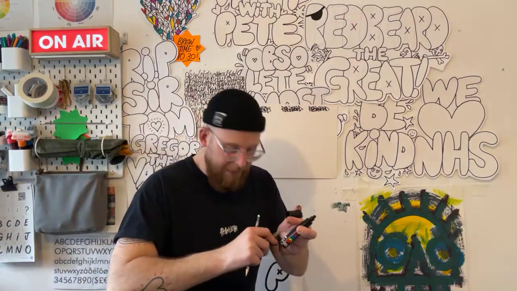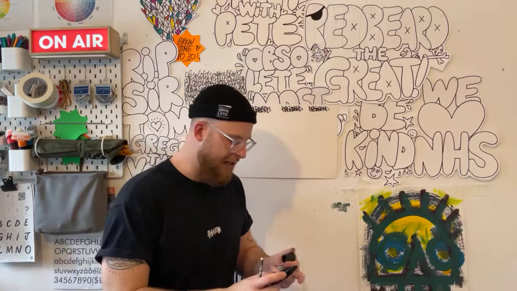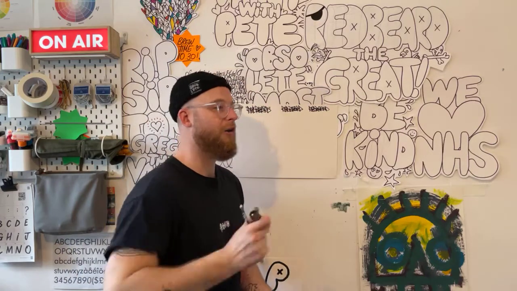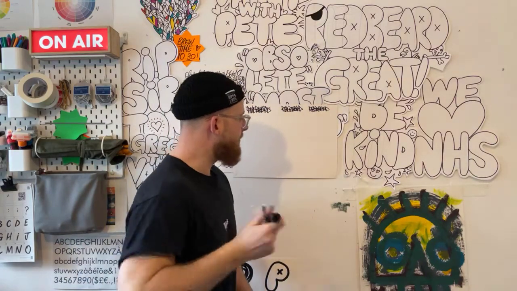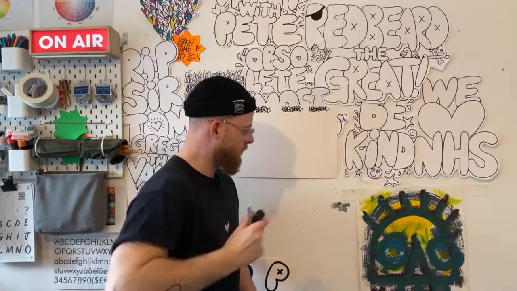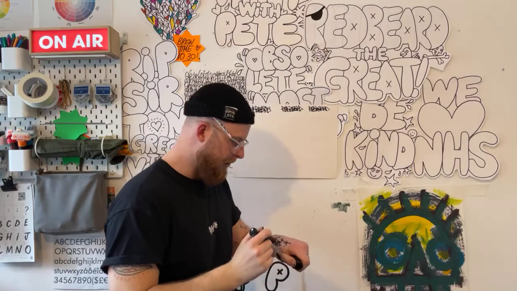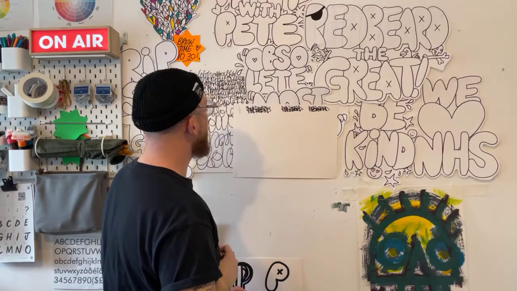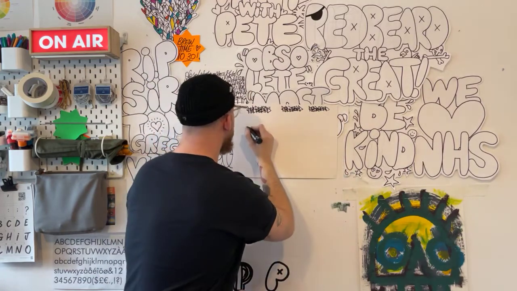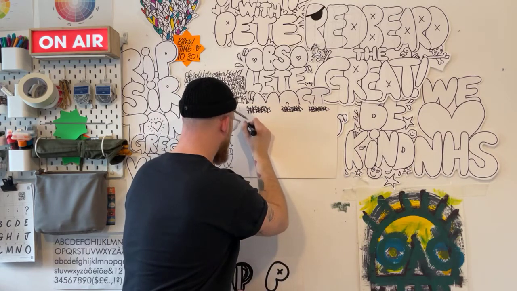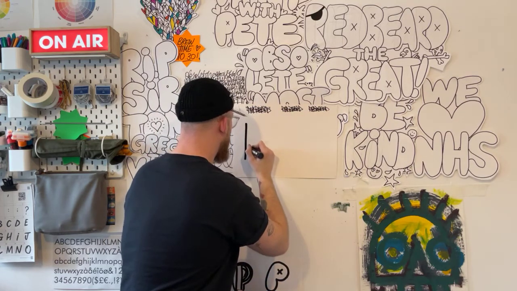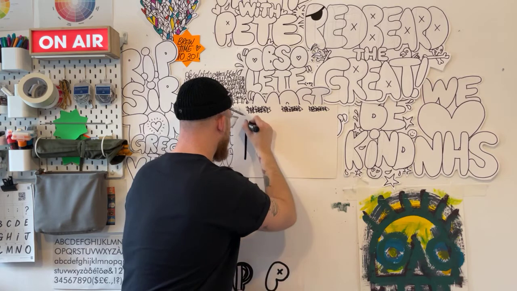Lovely. Make sure your caps are always on your pens. Always double check. It's the first rule of art club. Okay. Get them nice and juicy. Lovely. Okay, so Redbeard. Nice and big, we're going to cut them out as well. Sit down here. That was wrong straight away.